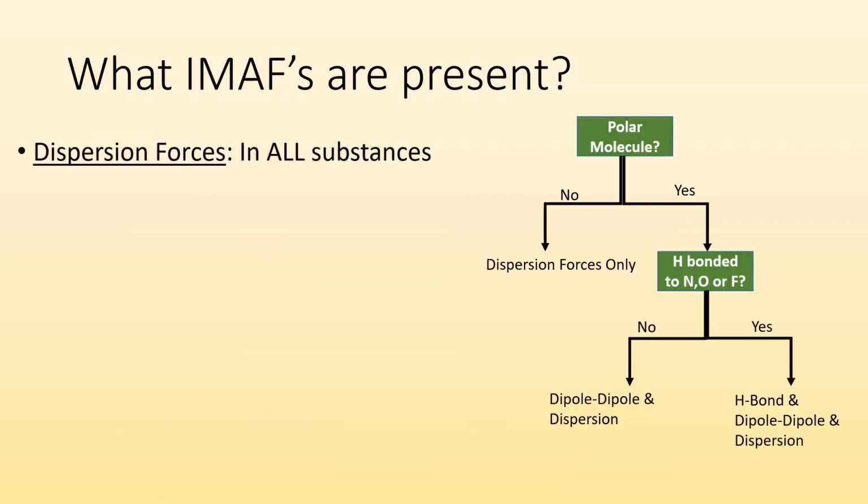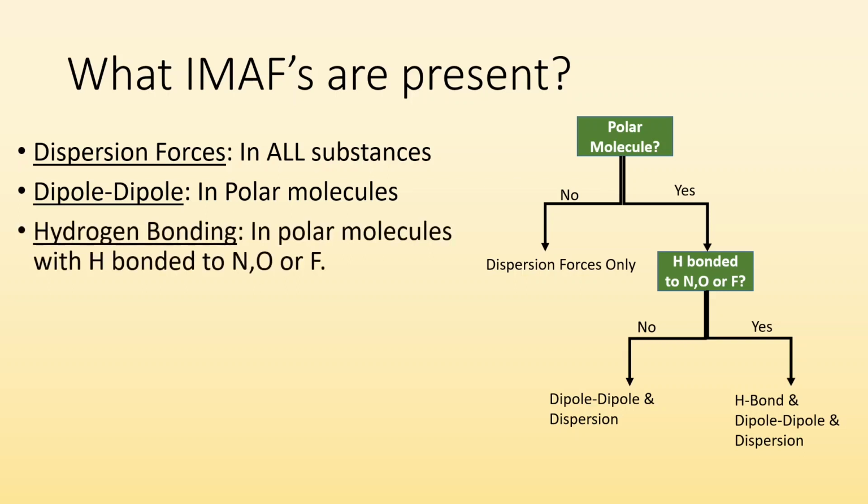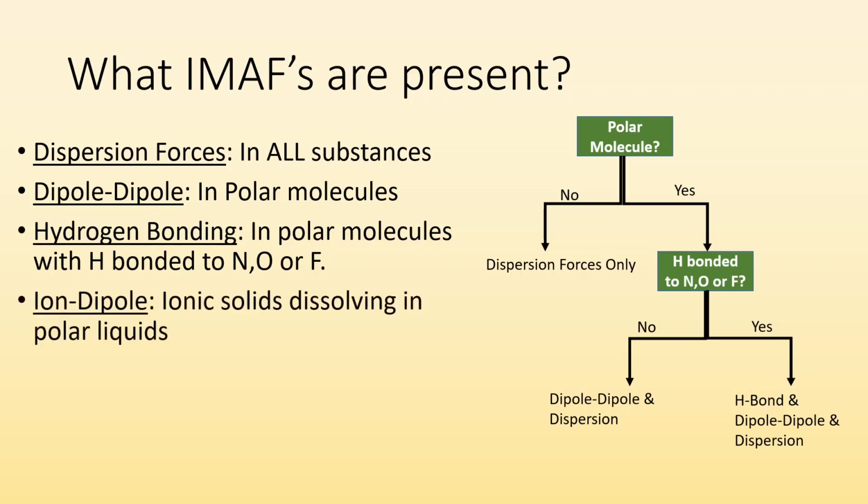So how do you know which ones you got? What attractive forces are present? Dispersion forces attract in every molecule. Dipole only occurs if it's in a polar molecule. Hydrogen bonding occurs only in a polar molecule that has hydrogen bonded to nitrogen, oxygen, or fluorine. And then ion dipole is ionic solids with a polar liquid.